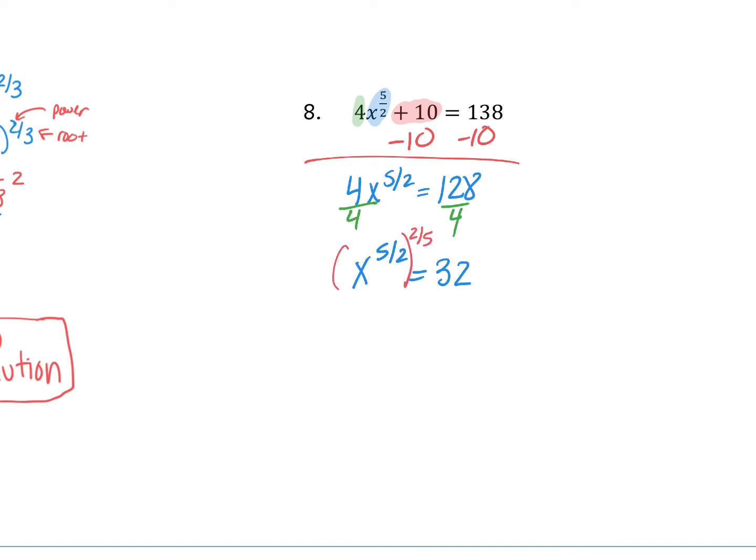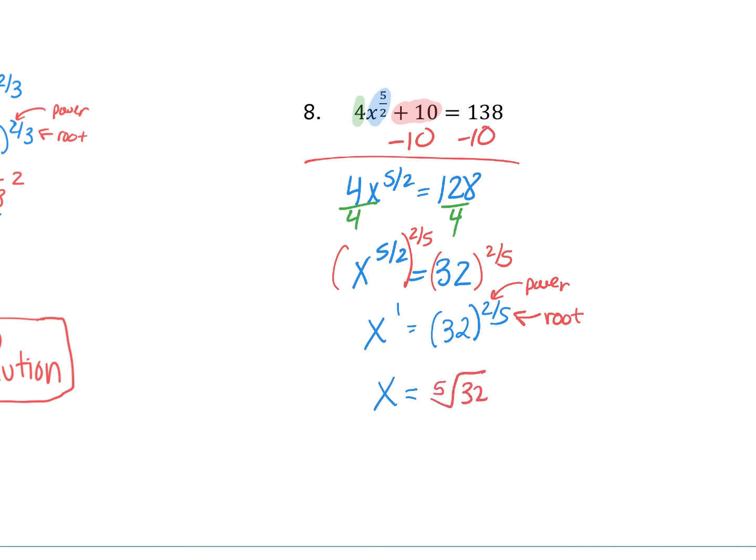Now again, I want to raise both sides to the reciprocal power. So if I have 5 over 2, I'm going to raise it to 2 over 5. And so it'll give me x to the first power, which is just the same as x. Okay, so we're going to rewrite this now. The bottom is the root, and the top is the power. So I'm going to have the 5th root of 32 squared. So 5th root of 32. So I'm guessing 2 to the 5th power is 32. So let's check. 2, 4, 8, 16, 32. Yes, this is true.